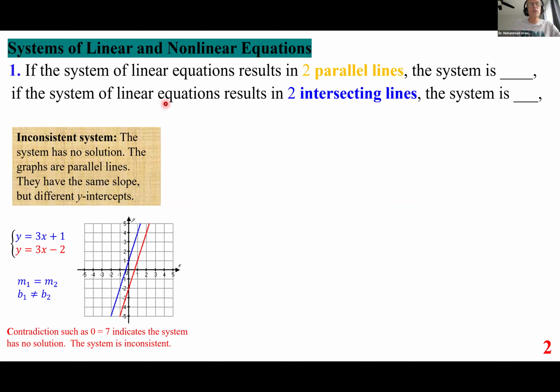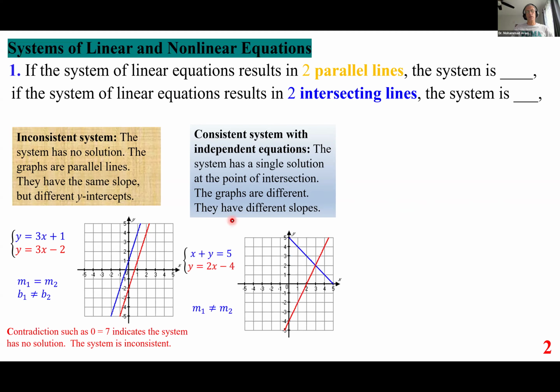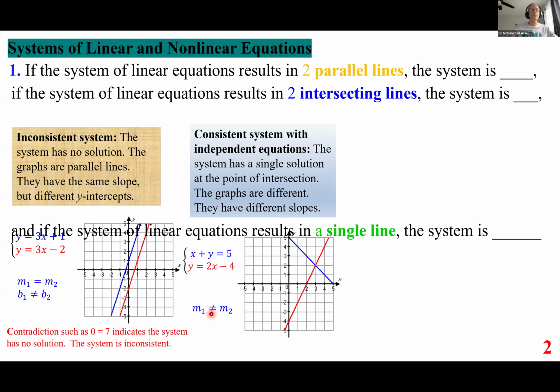If the system of linear equations results in two intersecting lines, the system is consistent with independent equations. The system has a single solution at the point of intersection. The graphs are different. They have different slopes. This is the example. Simply put, M1 is not equal to M2.